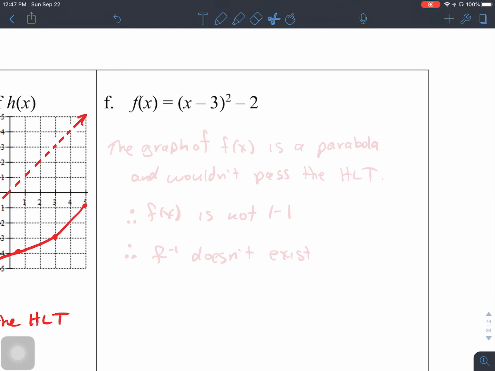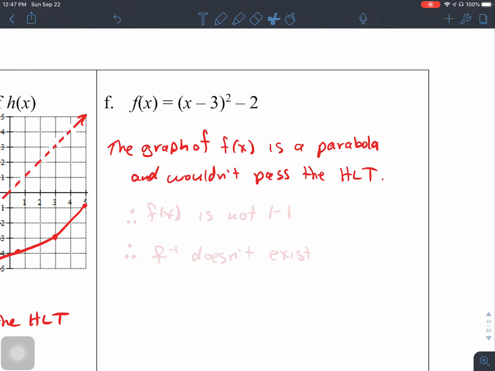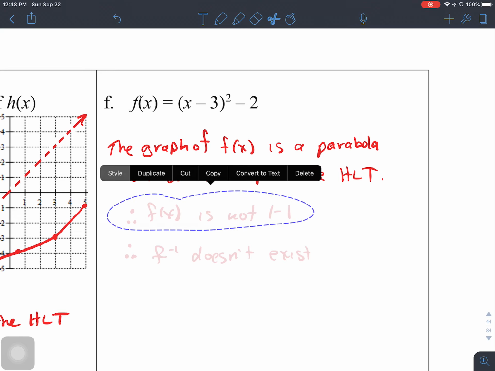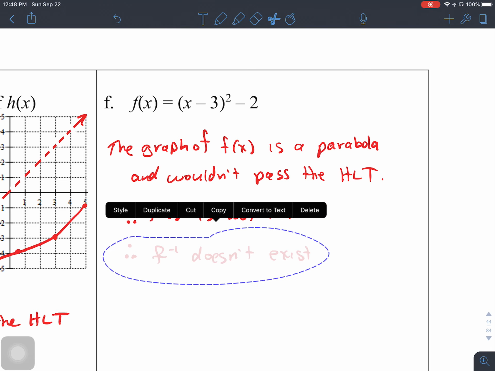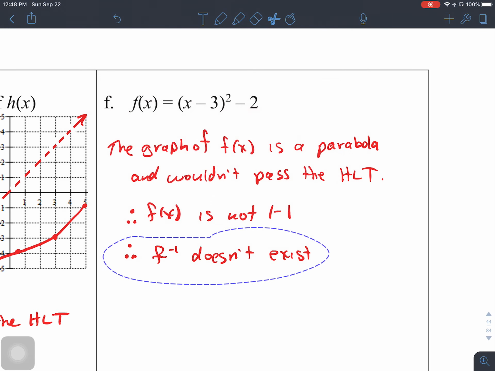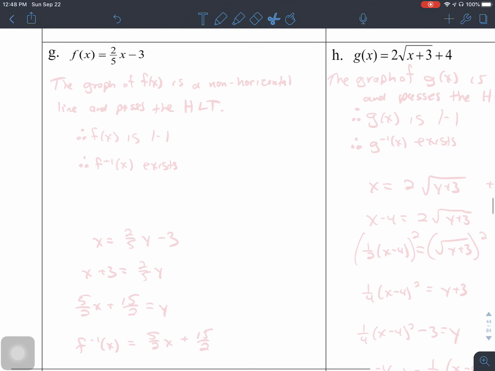Well, you have to think to yourself, if I were to graph this, what would it look like? This would be a parabola that would not pass the horizontal line test. If it doesn't pass the horizontal line test, then this function f of x is not 1 to 1. If it's not 1 to 1, f inverse doesn't exist. Next one.